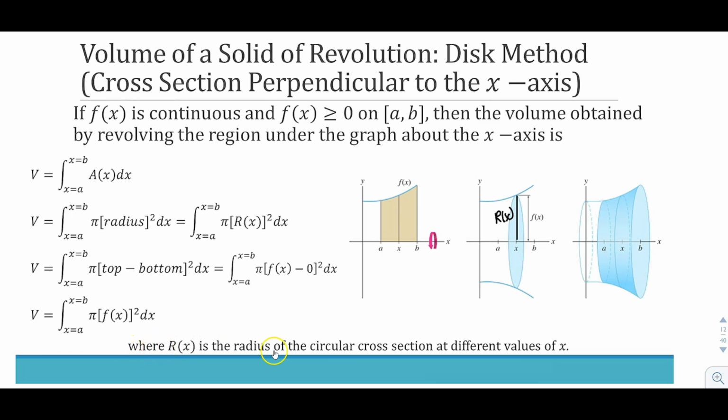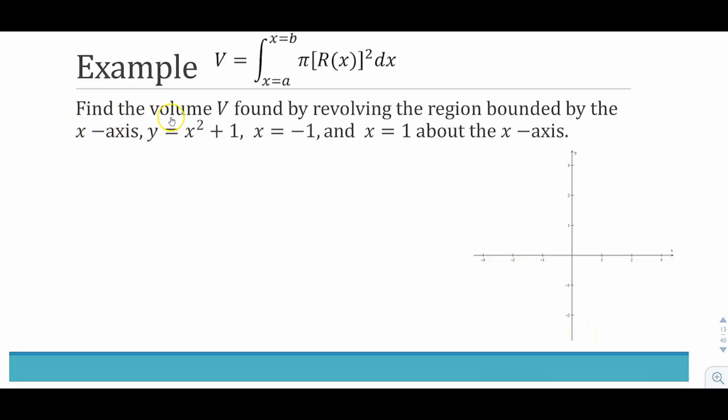So r of x is the radius of the circular cross-section at different values of x. In this example, let's find the volume V found by revolving the region bounded by the x-axis, y equals x squared plus 1, x equals negative 1, and x equals 1 about the x-axis.